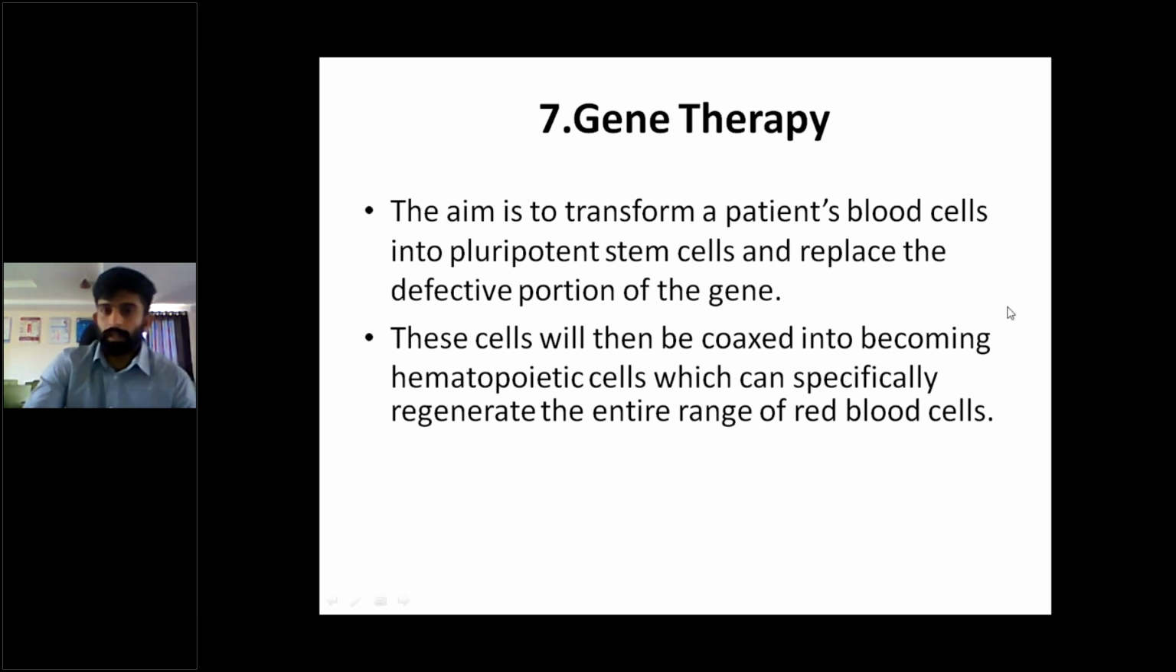So that is the end of today's class, and that's the treatment for sickle cell anemia. In the next class, we'll discuss thalassemia and hereditary spherocytosis. There'll be some MCQs and some questions also next class. So go back and read about sickle cell anemia.